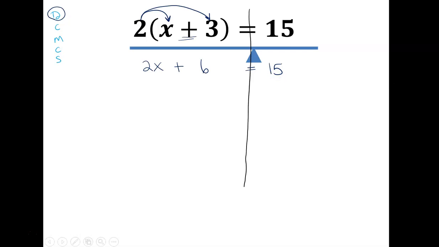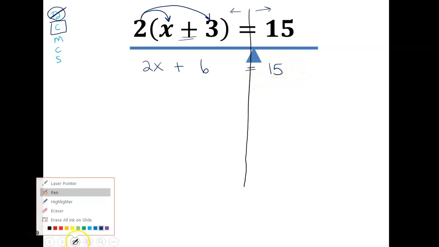Now notice something. Now that my distribution is done, this looks a heck of a lot like the last equation we solved. Right? So it had a little extra step to it, but once you do the distribution, it looks just like the last one we solved. So every step that we do is going to make them a little bit simpler. So let's see, can we do any combinations here? On the left-hand side of the equation, I have a 2x and I have a 6. I have a letter, I have a number. Can't combine them. On the right-hand side of the equation, all I have is a 15. Nothing to combine, no questions asked.